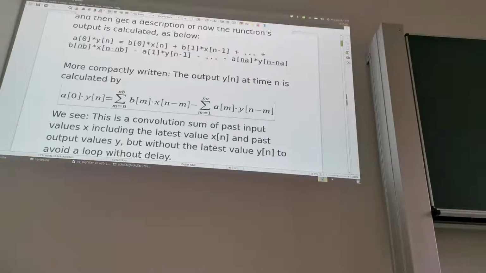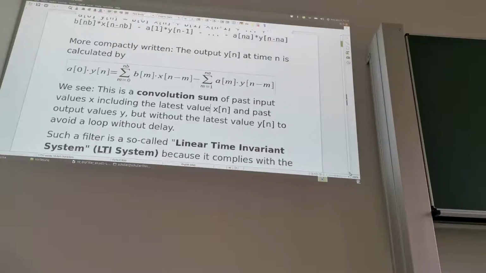Right? So when we look at this equation, we see that this is actually a convolution. You have two convolution sums. Here we have convolution sums of past input values, including the latest, the current value x of m, and past output values y, excluding the current one, to avoid a loop without delay.